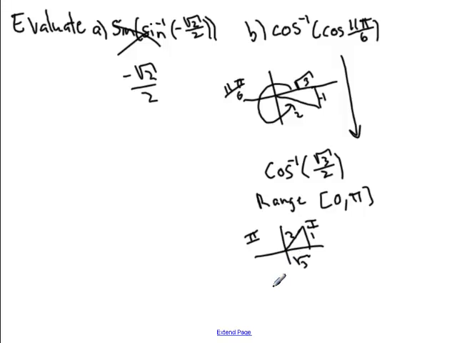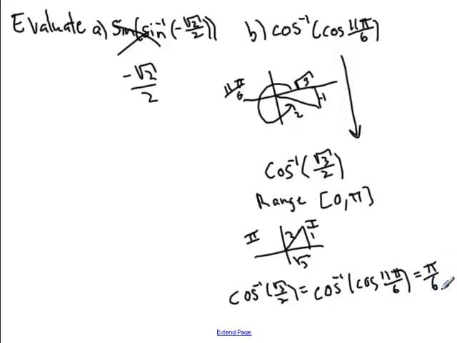So your answer is cosine inverse of root 3 over 2, which was, again from the original problem, cosine inverse of cosine 11 pi over 6. It is actually just this angle here, equal to pi over 6.